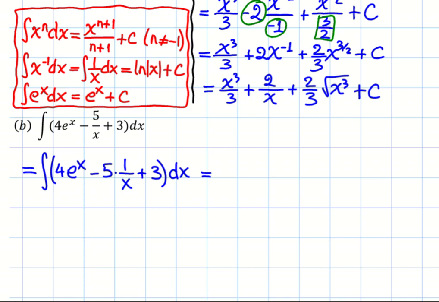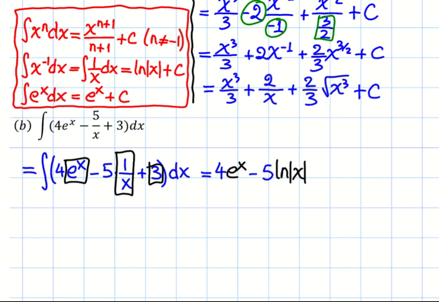So for 4e to the x, the integral is still e to the x, and then the 4 in front of it, minus 5 times the integral of 1 over x, which is ln absolute x. Of course, we can add plus c at every integral, but we can just put c at the end, and then 3. Right. So what is the integral of 3?